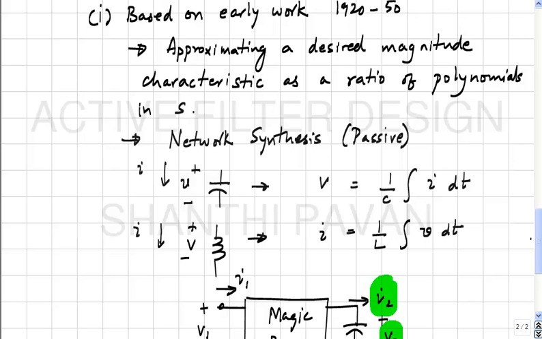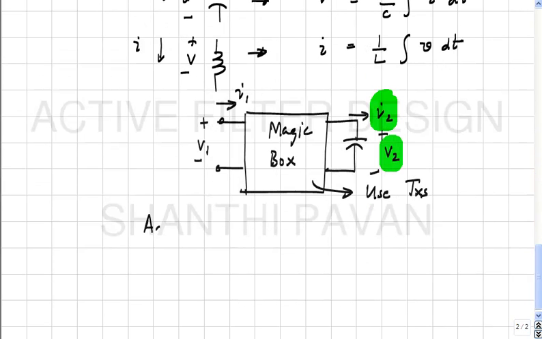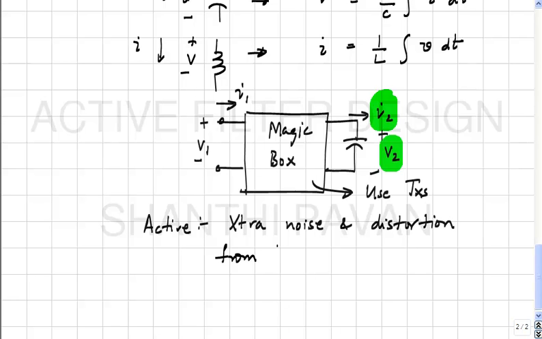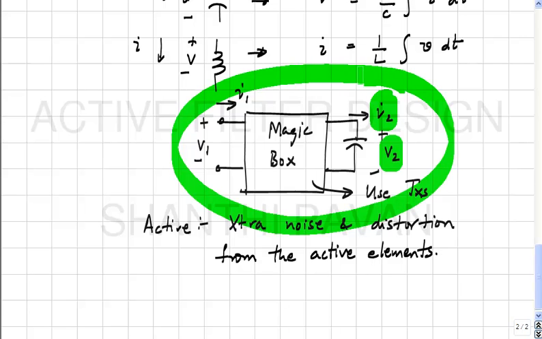A transistor is A, noisy, and B, nonlinear, unlike an inductor or a capacitor, these are ideally linear elements, right? So the moment transistors are there, you have extra sources of noise and distortion from the active elements. Okay, so the moment you start talking about active filters, obviously we'll have to understand how noise and distortion affect the performance. Okay, and this is just one way of trying to reduce or eliminate the inductors from the equation.